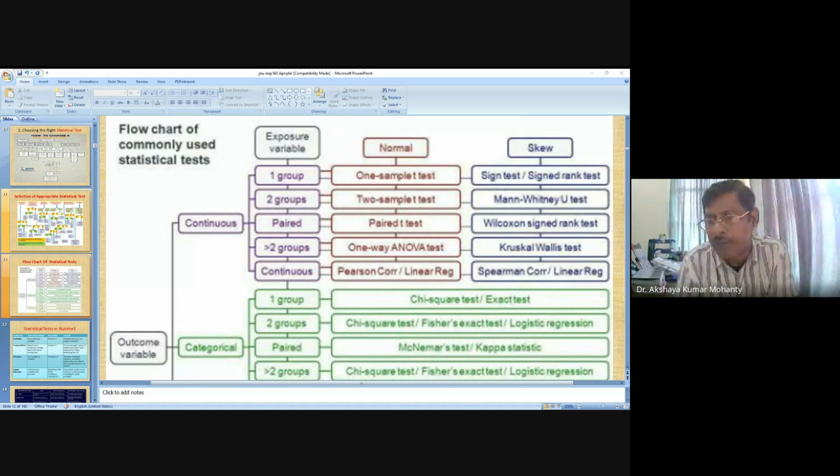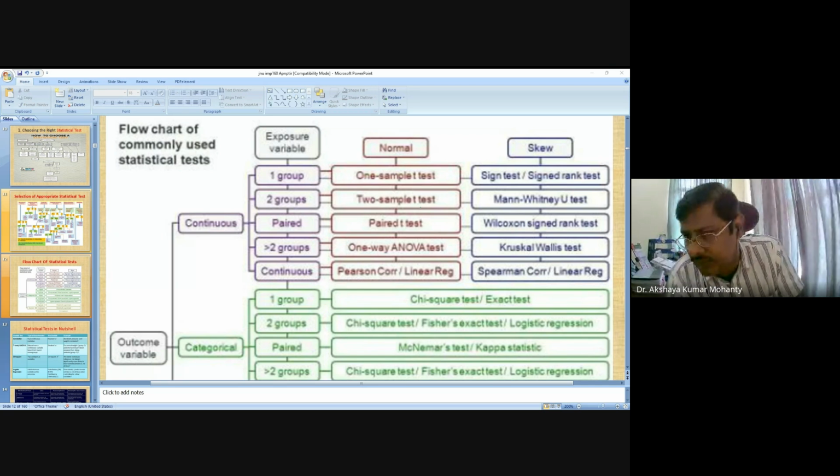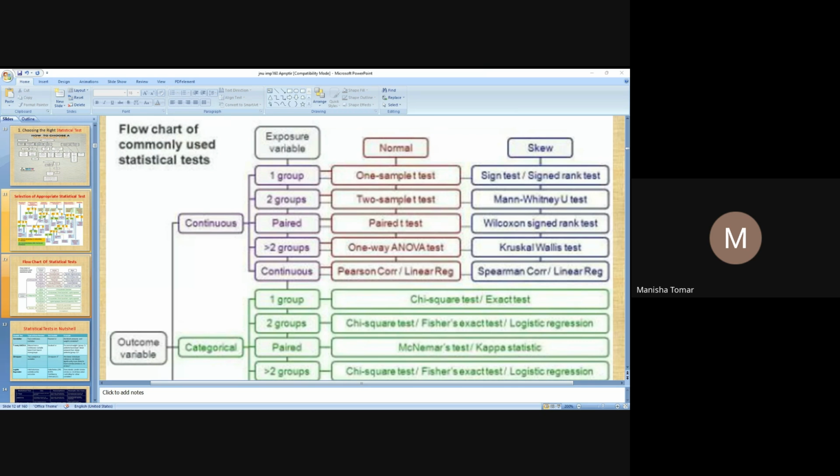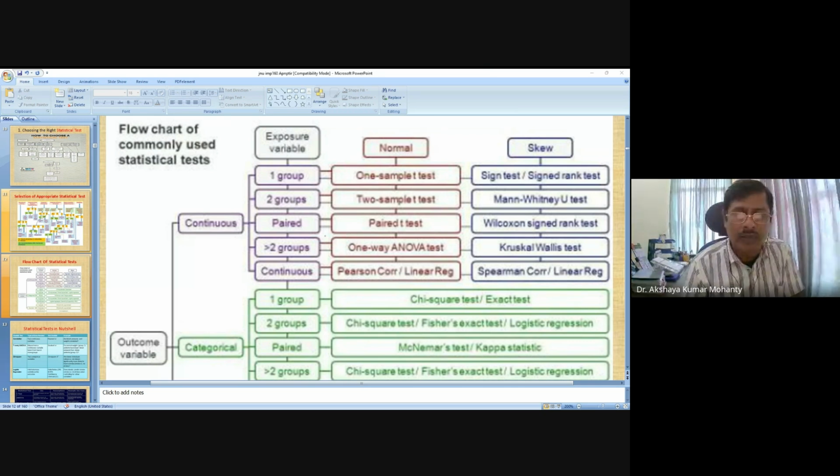Normal distribution means bell-shaped curve. Here left side 50%, right side 50%. But with skewed data, you cannot find 50% of data. Am I right? Yes. So that is the thing that you have got from this slide.